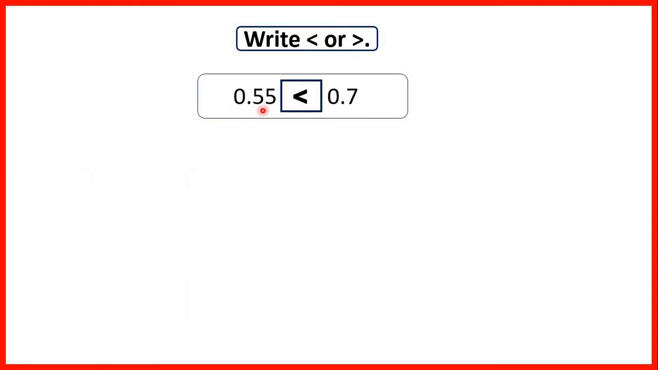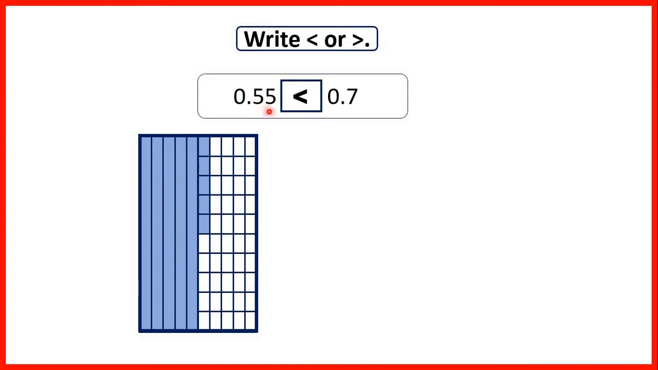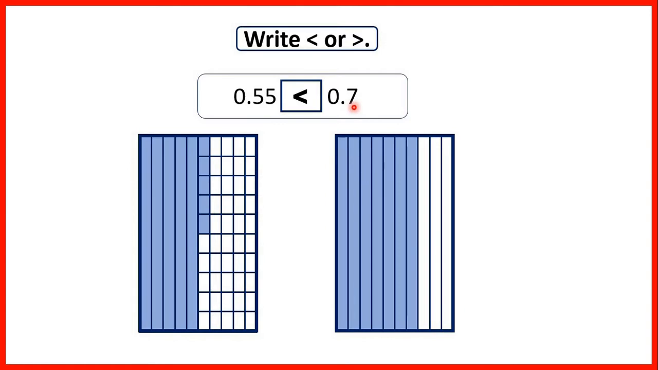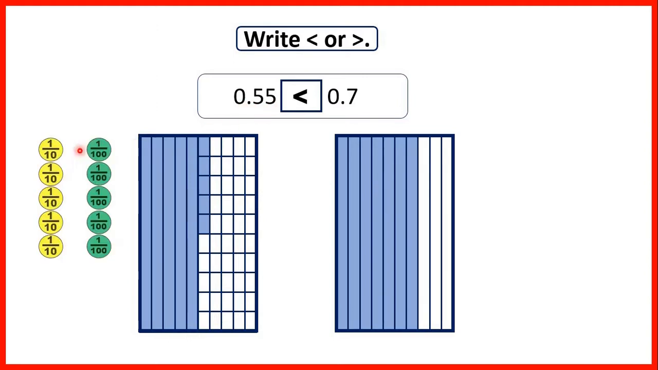Then 0.55, so 5/10ths and 5/100ths, and 0.7, so 7/10ths. We can see that 0.7 is larger. With place value counters, for 0.55, we can show 5/10ths and 5/100ths, and with 0.7, we can show 7/10ths. So, for this first number, because we only have 5/10ths, it doesn't matter how many hundredths we have, 0.7 is our larger decimal.